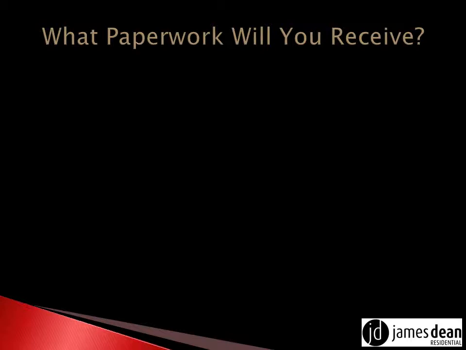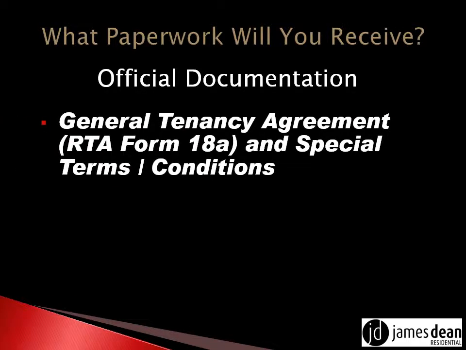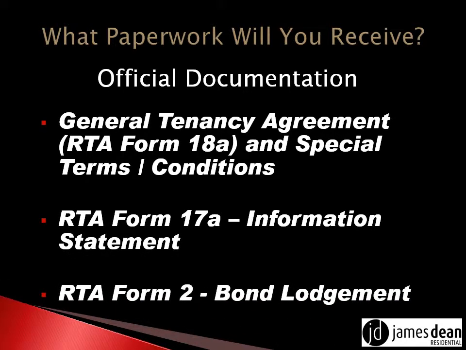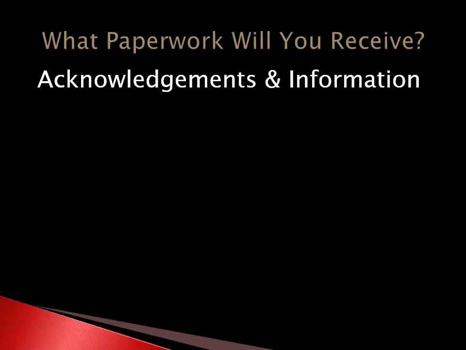We will now give you an overview of all of the documentation included in your tenancy sign-up pack, which should be in order in front of you. Firstly, you have the official documentation, being the RTA Form 18A General Tenancy Agreement with Special Terms and Conditions, an RTA Form 17A Information Statement, and an RTA Form 2 Bond Lodgement Form. The remaining documents are acknowledgements which you will be required to sign at the end of this presentation.